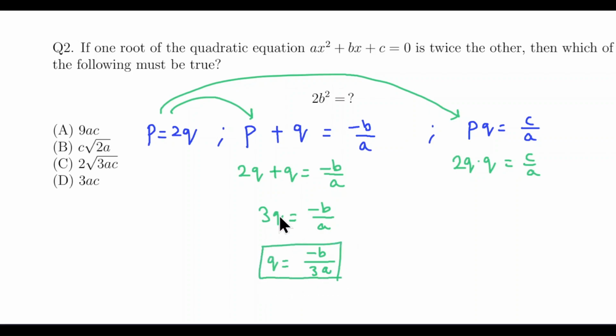You understand why I'm isolating q, right? Because my intention is to sub in this q over here so that I can have a relationship between a, b, and c, and p's and q's are gone.